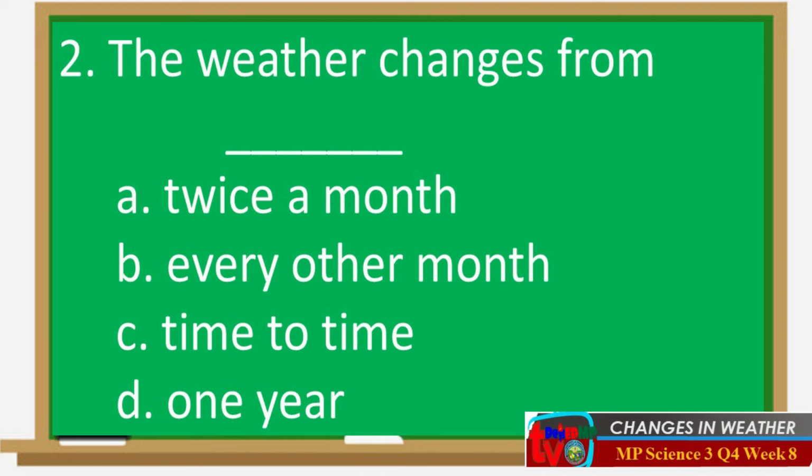Number 2, the weather changes from blank. Letter A, twice a month. Letter B, every other month. Letter C, time to time. And letter D, 1 year.